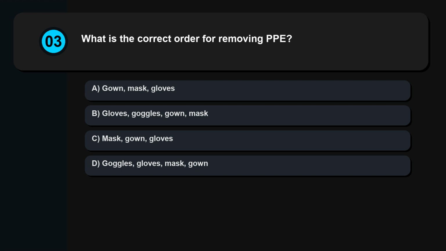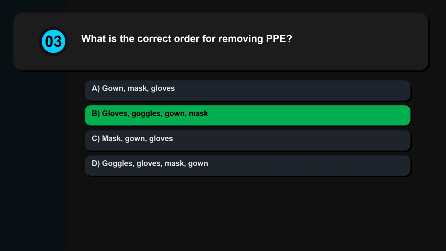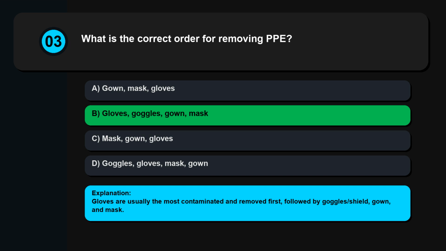Question 3. What is the correct order for removing PPE? Gown, mask, gloves. Gloves, goggles, gown, mask. Mask, gown, gloves. Goggles, gloves, mask, gown. Gloves are usually the most contaminated and removed first, followed by goggles or shield, gown, and mask.